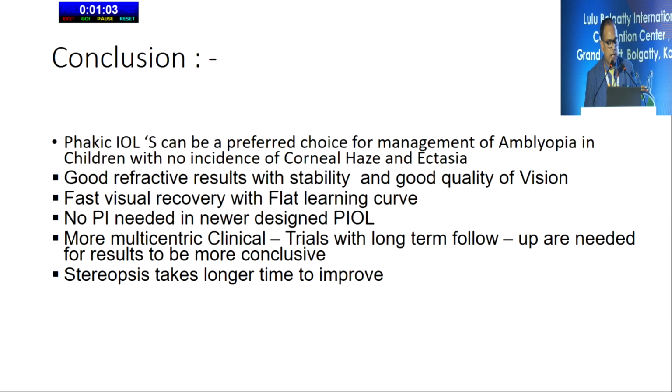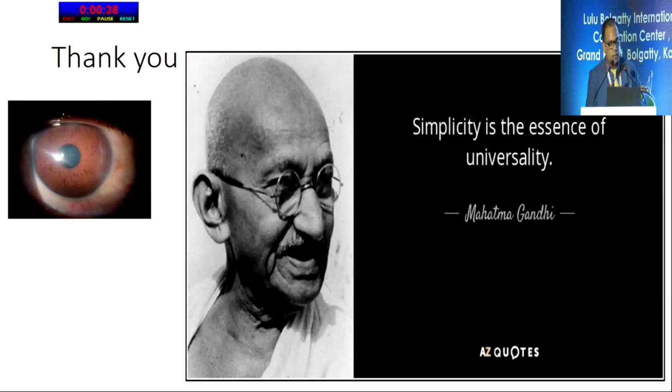In conclusion, phakic IOLs can be a preferred choice for management of amblyopia in children, with no incidence of corneal haze and ectasia, good refractive results with stability and good quality of vision, and faster visual recovery with a flat learning curve. No PI is needed in the newer design phakic IOL. More multicentric clinical trials with long-term follow-up are needed for results to be more conclusive, and stereopsis takes longer to improve. So sometimes by opting for the simplest of surgical procedures, we are able to treat the most complicated of problems. Thank you. Thank you so very much.